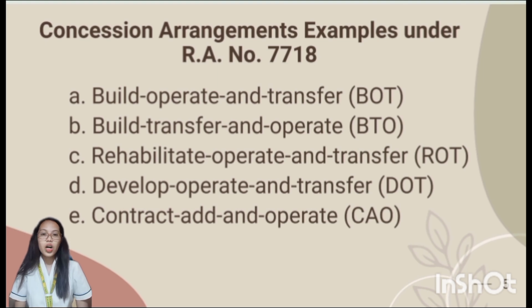Fifth is the Contract, Add, and Operate or CAO. In this arrangement, the private entity adds to an existing infrastructure facility that it leases from the government. The private entity operates the expanded facility for a predetermined period. Ownership of the added facility may or may not be transferred to the government. Example of it is the MWSS privatization in Metro Manila.